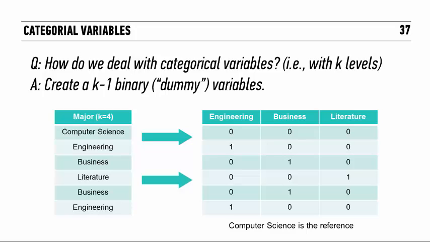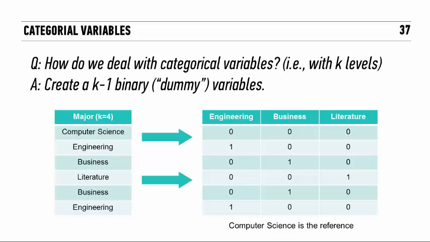The answer is that we create k-1 binary dummy variables. This is the standard way of including categorical variables in a linear regression. When I say categorical variables here, I'm specifically referring to non-ordinal categorical variables, meaning their order doesn't have any significance. Something like strongly disagree, disagree, neutral, agree, strongly agree would be an ordinal categorical variable. You could possibly encode that as 1, 2, 3 if you wanted to. But specifically when you have a non-ordinal category, this is the way you would encode it.